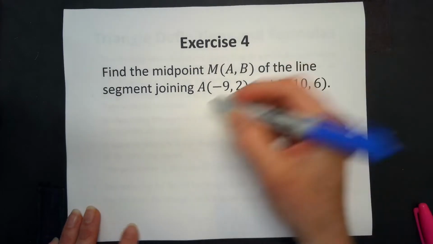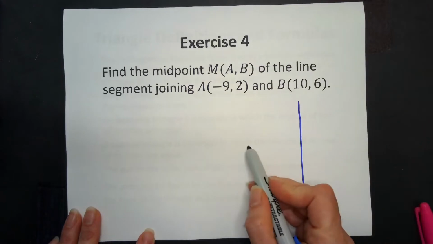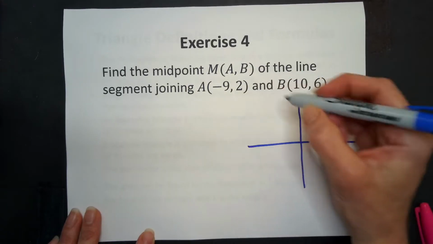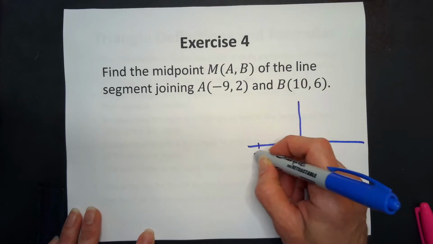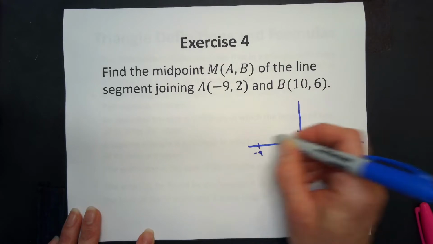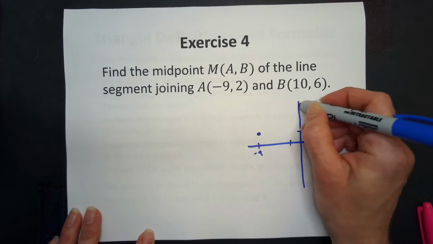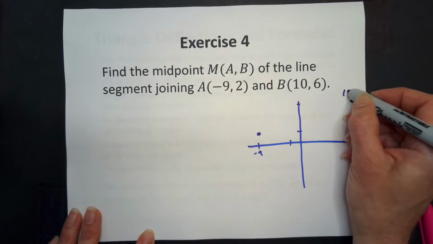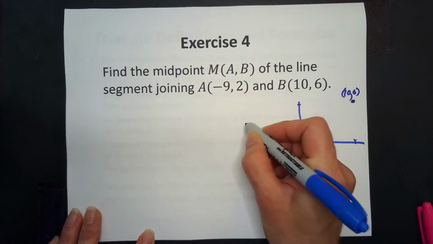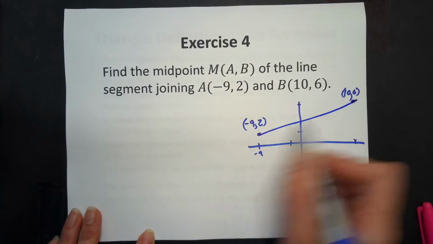So once again, you can draw these points if you want to real quick. You may not have a lot of room on your graph paper, but sometimes people like it because it helps them keep track of things. So negative 9, 1, 2, 3, 4. So it's negative 9 right here, 2 up to this point, and then 10 over, right here, 6 up. This would be 10, 6. This would be negative 9, 2. And we want to find out where the midpoint between these two points is.